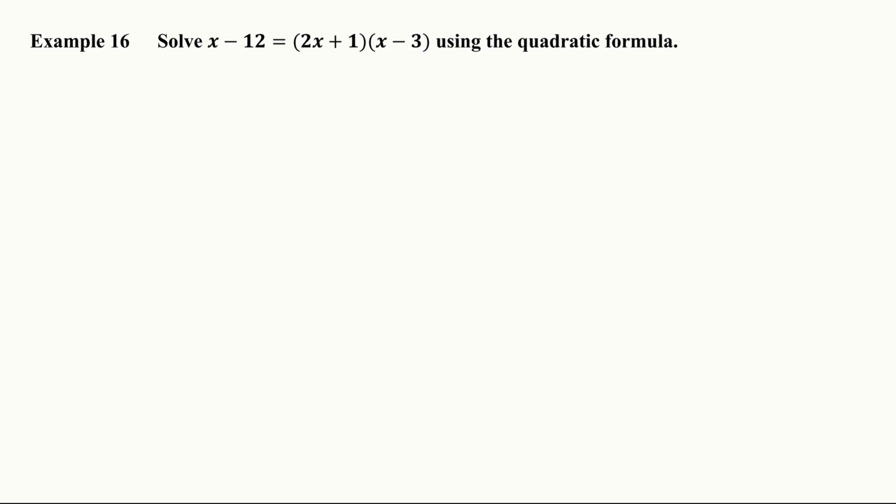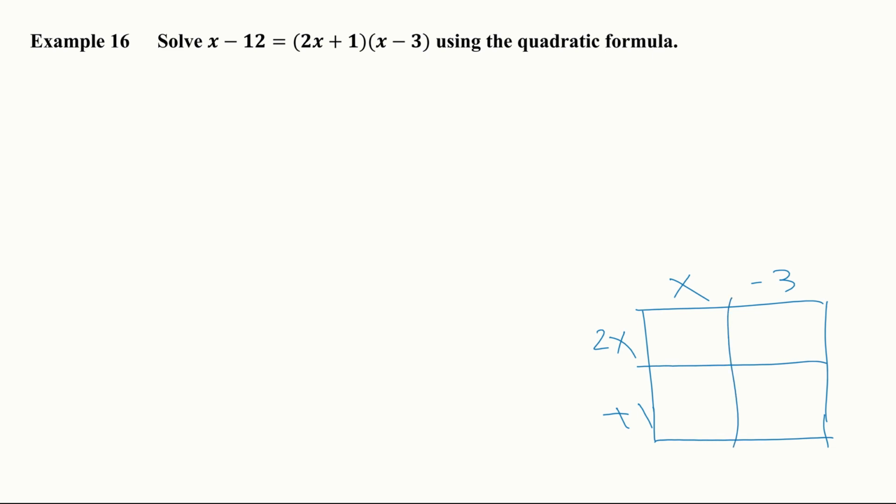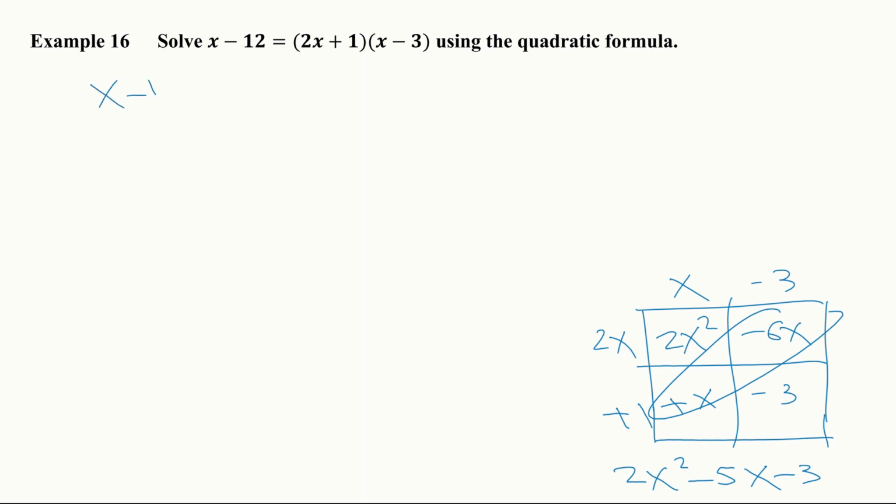Alright, so I'm going to go ahead and multiply the 2x plus 1 and the x minus 3 using my favorite method, which is the table method. So I get 2x squared minus 6x positive x minus 3. Those combine. So I get 2x squared minus 5x minus 3. See how nice and easy that is? Okay. So I have x minus 12 equals 2x squared minus 5x minus 3.